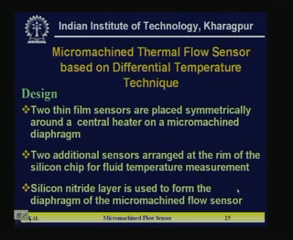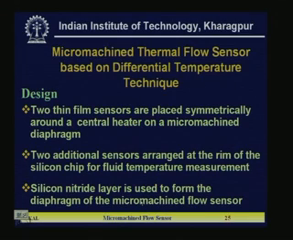The second one is the differential temperature technique. In this particular case, two thin film sensors are placed symmetrically around the central heater on a micromachined diaphragm. Two additional sensors are arranged at the rim of the silicon chip for fluid temperature measurement. These additional sensors do not change, and here we will use a Wheatstone bridge, so that with respect to some reference resistances kept at the rim, we can see the change of the sensing element, and accordingly get the output by balancing the bridge, and there you can get a much more accurate measurement. Silicon nitride is used in this particular case to form the diaphragm of the micromachined flow sensor, because silicon nitride has better insulation properties than silicon dioxide, both in respect of heat and electrical conduction.